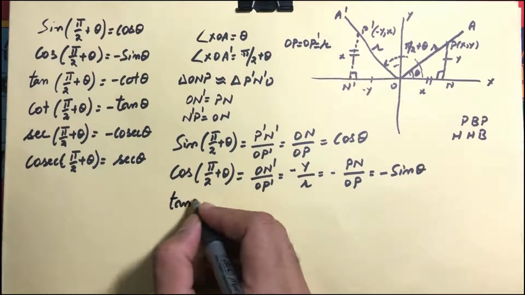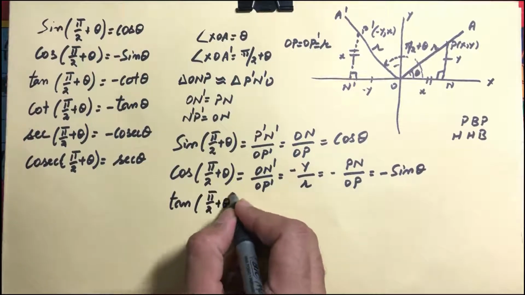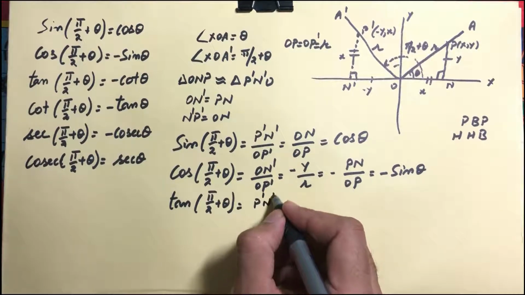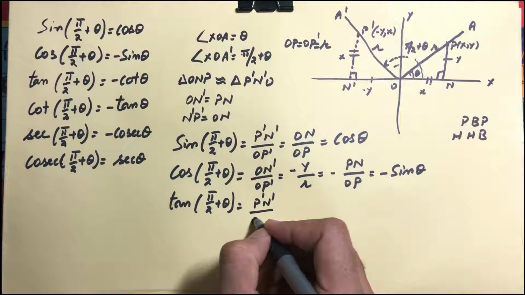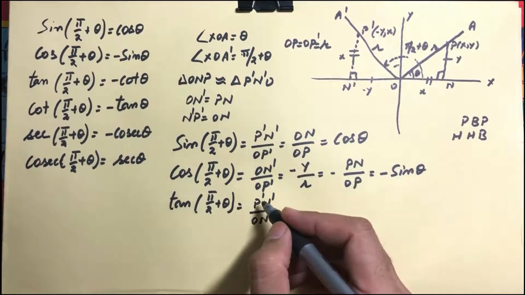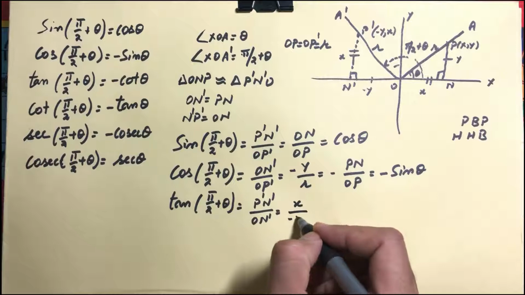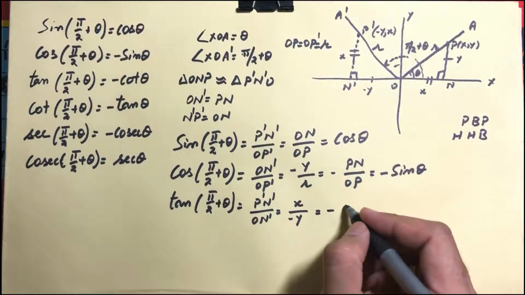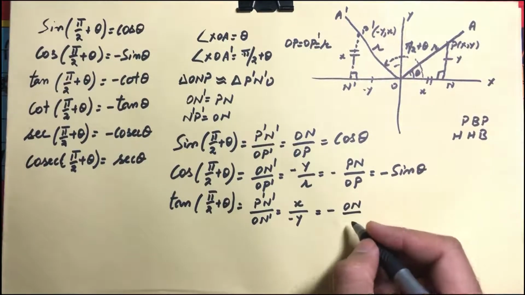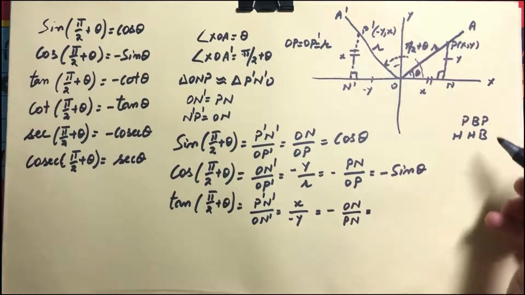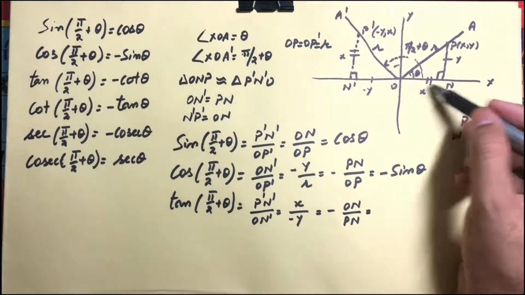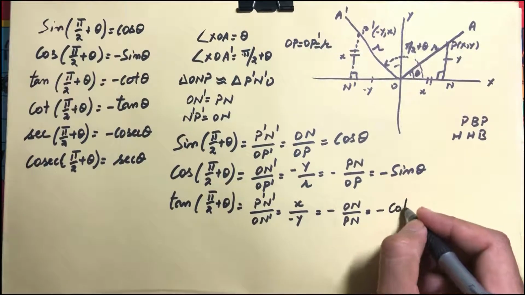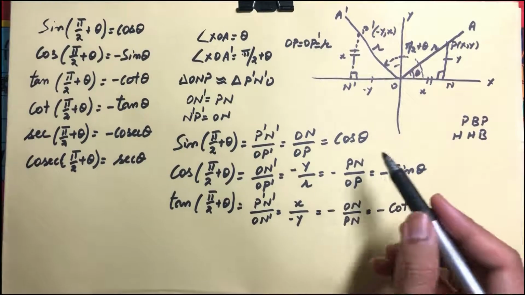Now tan of pi by 2 plus theta is perpendicular upon base, P dash N dash upon ON dash. What is P dash N dash? X upon minus y, and which comes out to be minus, what is x here? ON upon, and what is y here? PN. And by the formula, base upon perpendicular, this is minus of cot of theta. So we get three formulas.